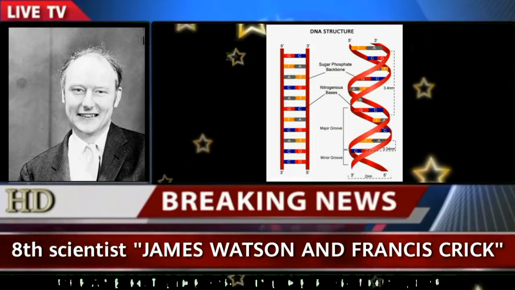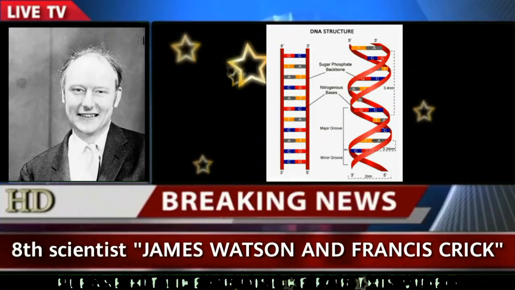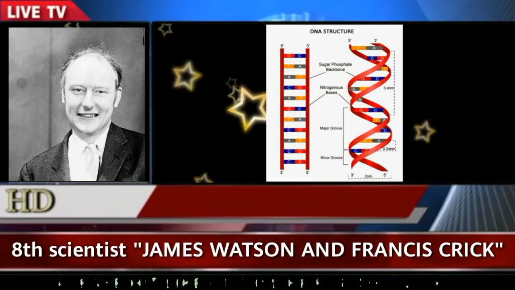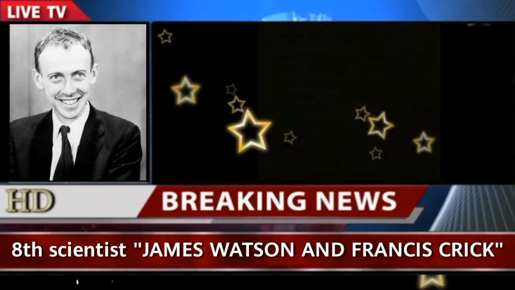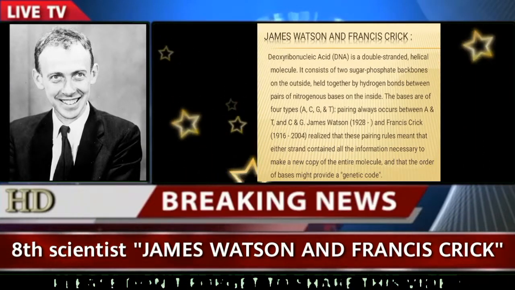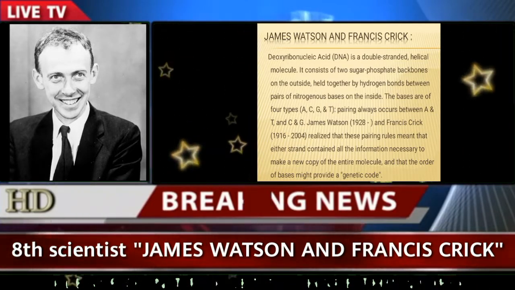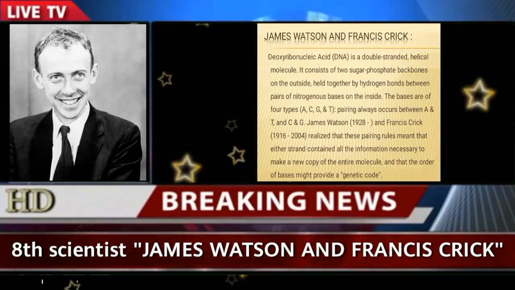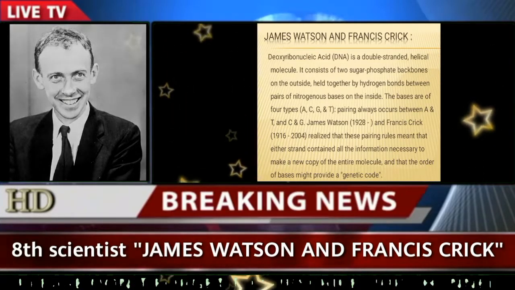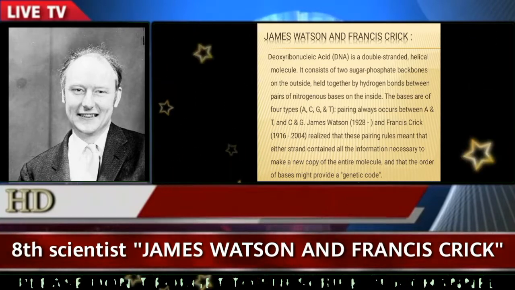James Watson, born 1928, and Francis Crick, 1916-2004, realized that these pairing rules meant that either strand contained all the information necessary to make a new copy of the entire molecule, and that the order of bases might provide a genetic code. Watson and Crick shared the Nobel Prize in 1962 for their discovery, along with Maurice Wilkins, 1916-2004, who had produced a large body of crystallographic data supporting the model.